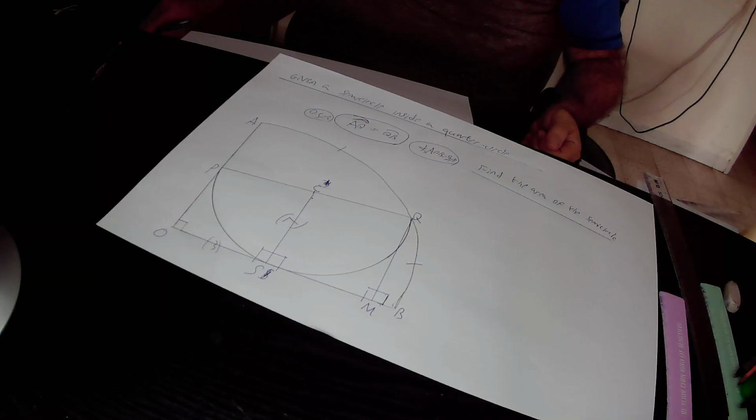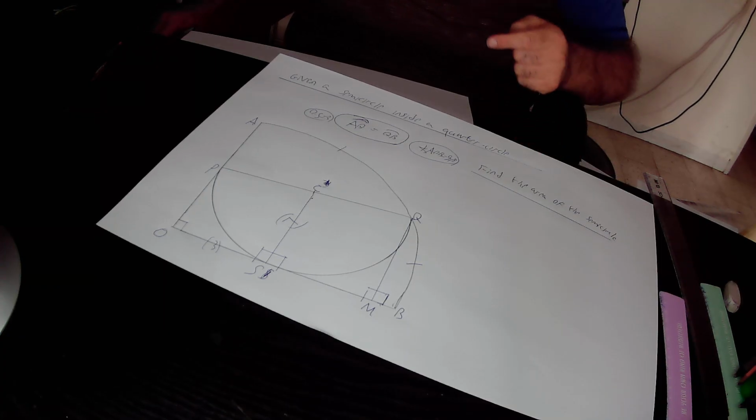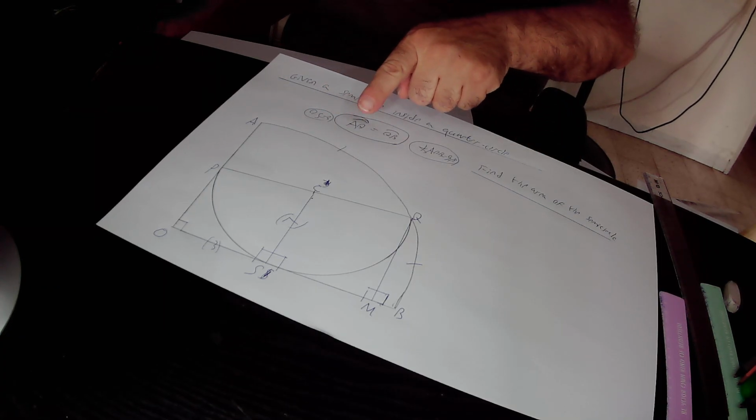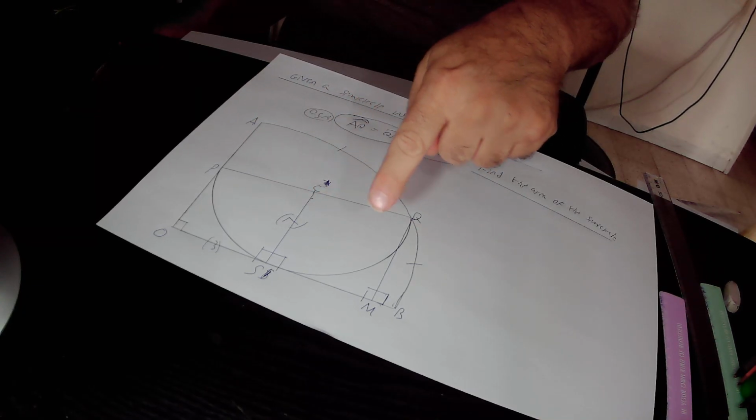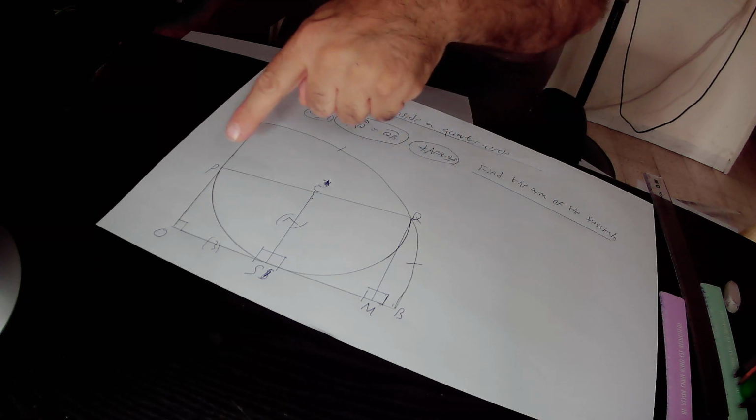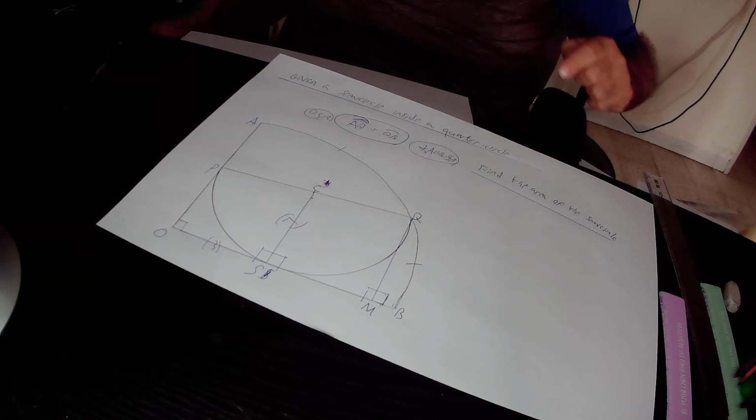According to Thales' theorem, PC over CQ equals OS over SM. Again, PC over CQ equals OS over SM.